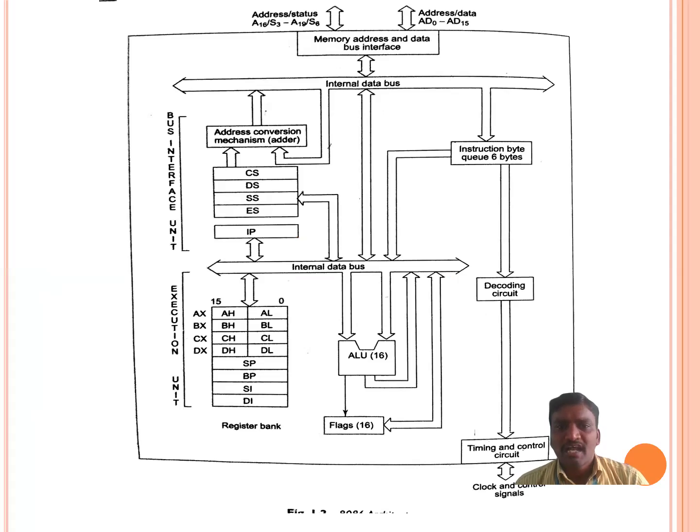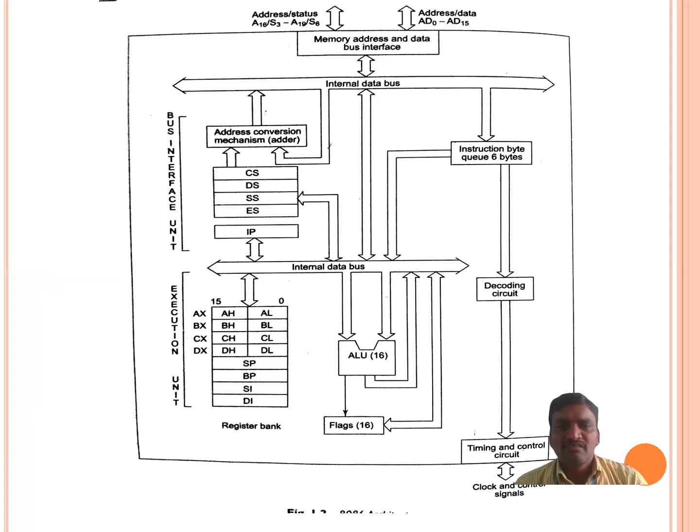After fetching the data, it is given to the decoding circuit, which will decode. Why? Because whatever code you write is an assembly level language code, which is not understood by the processor. It is a user friendly language. So the decoding circuit converts assembly level language into machine level language, which is easily understood by the processor.